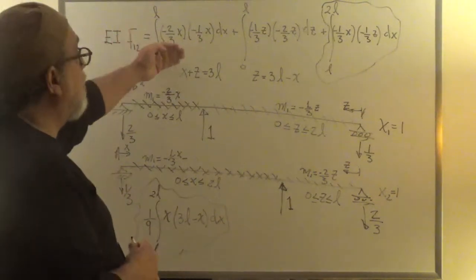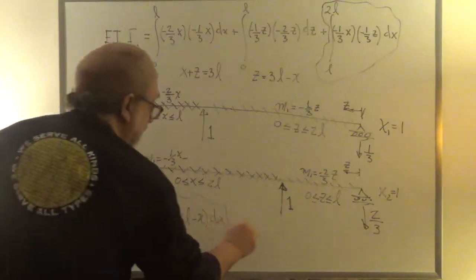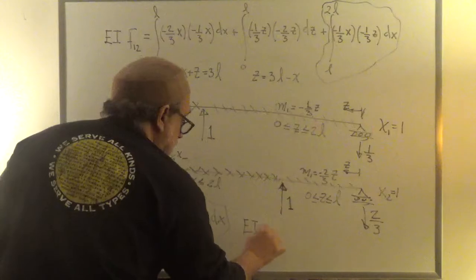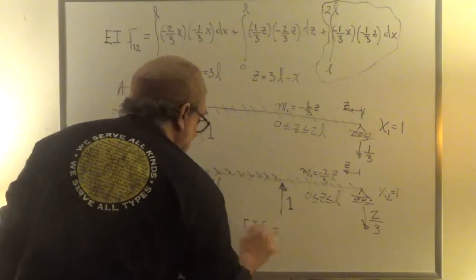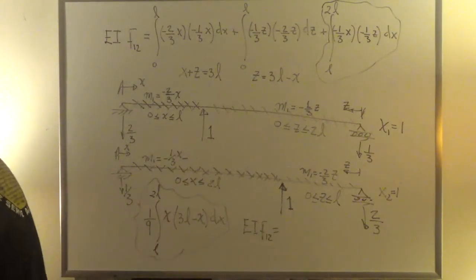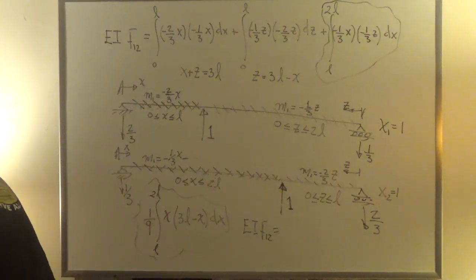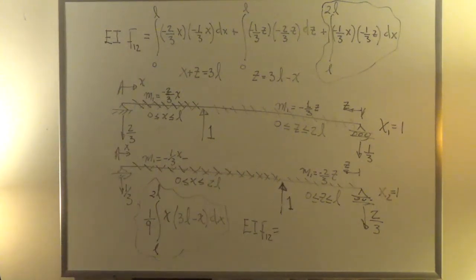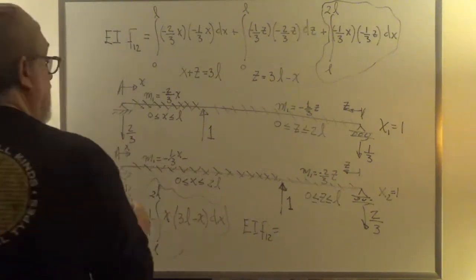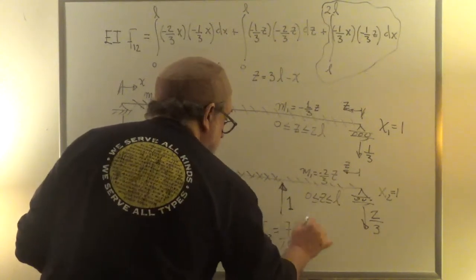We perform this integral, and that integral, and we get EI F12. And it turns out that EI times F12 is equal to, let's see, I got it right here. It's equal to 7/18 of L cubed. Okay?